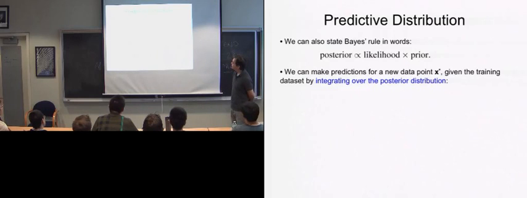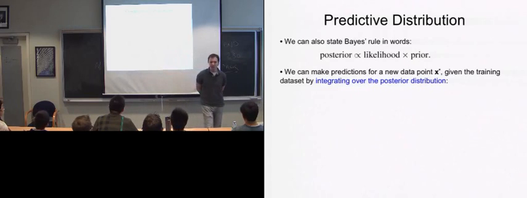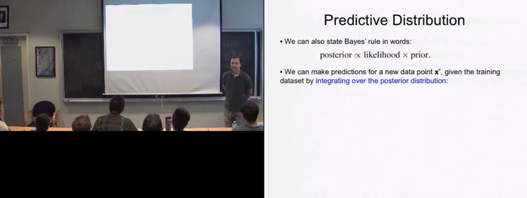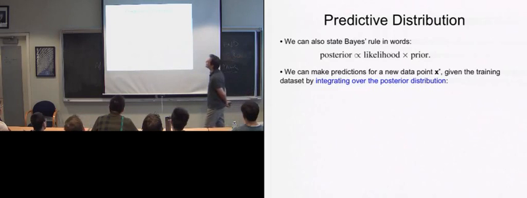Well, the Bayes rule in words: we can sometimes say that the posterior distribution is proportional to the likelihood times the prior. Right? In words, that's what you hear a lot of people say when we talk about Bayesian inference: the posterior distribution is proportional to the likelihood times the prior.